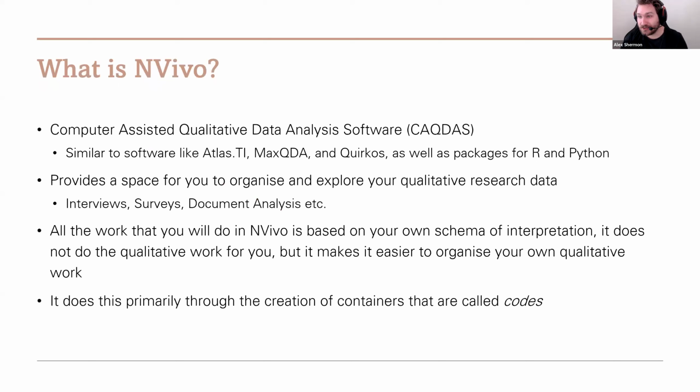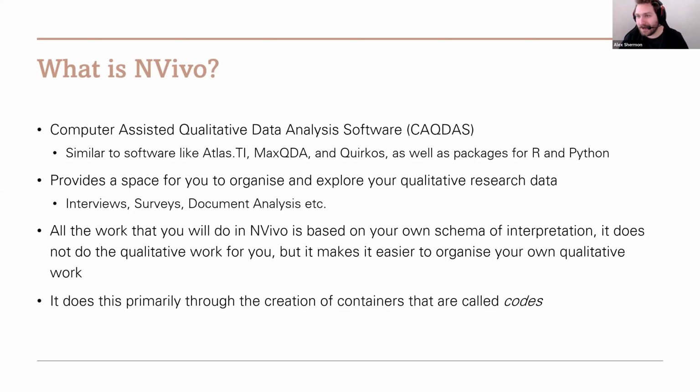So NVivo as a tool is a piece of computer-assisted qualitative data analysis software, CAQDAS. There's lots of other tools. There's similar software like Atlas.ti, MAXQDA, Quirkos, Dedoose, others. Importantly, recently, Lumivero, the company that owns NVivo, also just bought Atlas.ti. So there's a very good chance that they are clearly trying to position themselves as the main player in qualitative data analysis software. So just keep an eye on that space, as I imagine the software offerings might become increasingly limited.